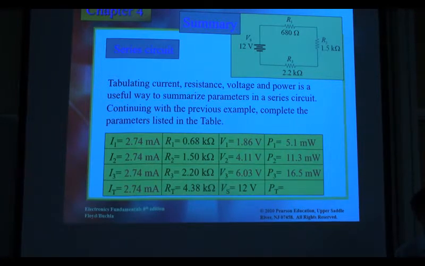So an easier way to memorize Kirchhoff's voltage law is you start from anywhere, you go around the closed loop, you add all the voltages together, you get 0.